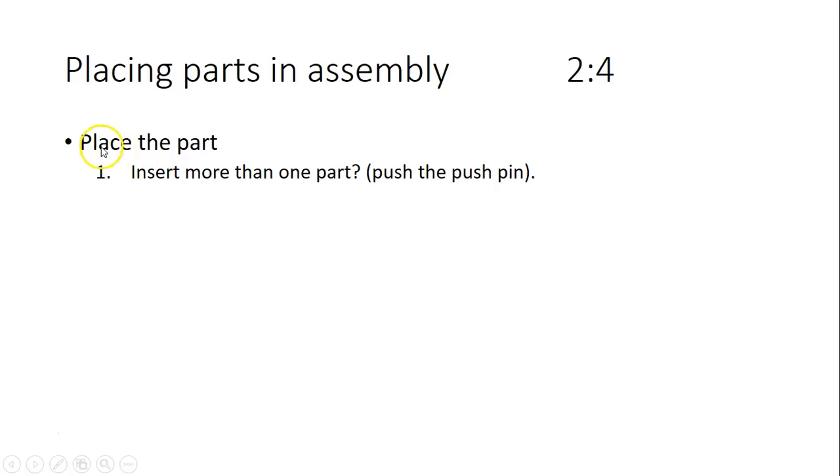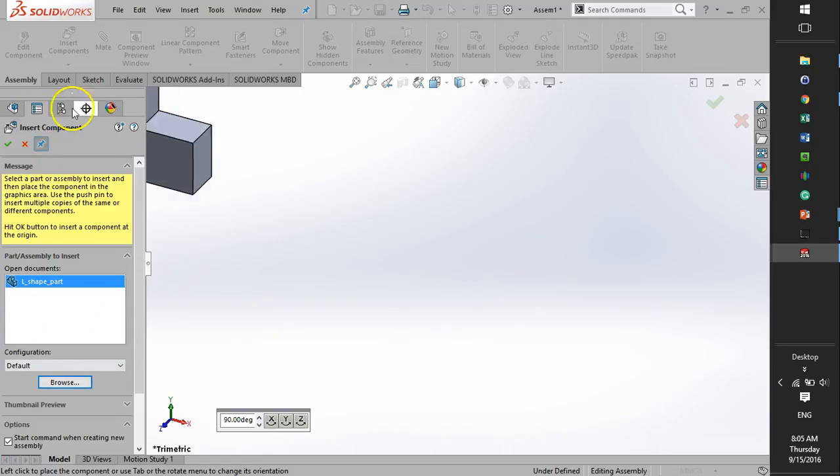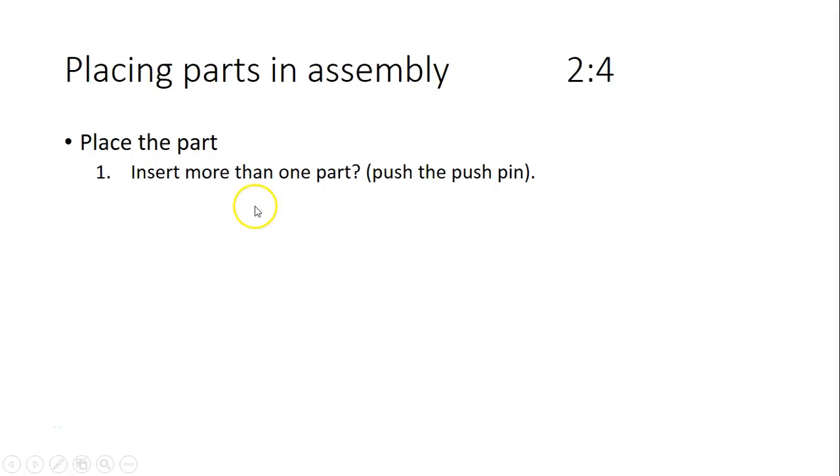So that's what I'm talking about here, to place a part. If we want to insert more than one part, we're going to push the push pin as though we were trying to push into a cork board on a wall and keep this tool open.